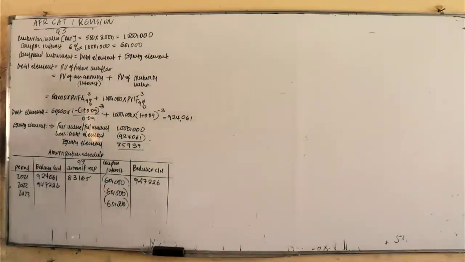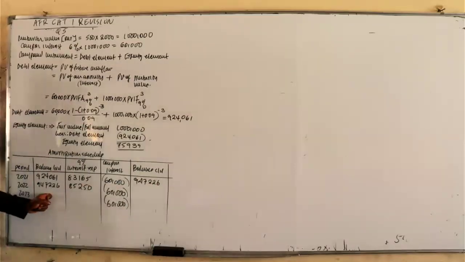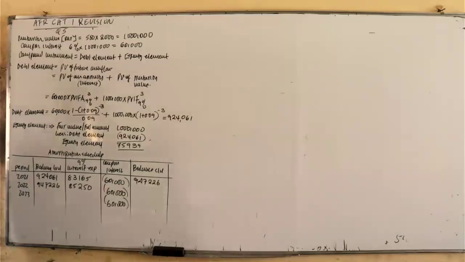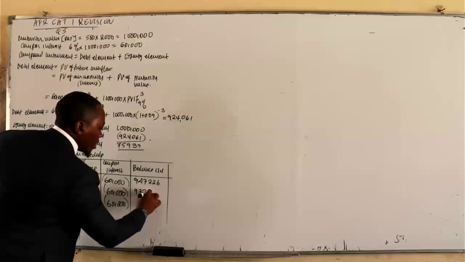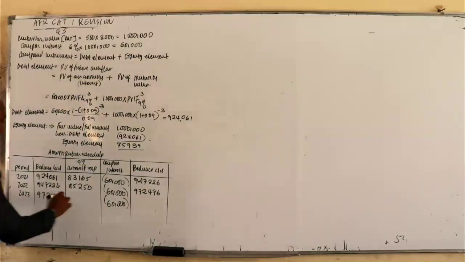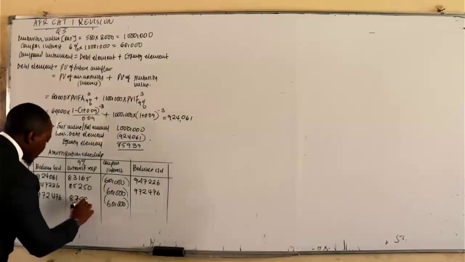The balance carried down becomes the opening balance, 947,226. Interest using the current market rate, 85,250. You take the opening balance, you add the interest accrued for the year, you deduct what they have already paid. 972,476. The balance carried down becomes the opening balance, 972,476. Interest at 9%. 86, 87,520.